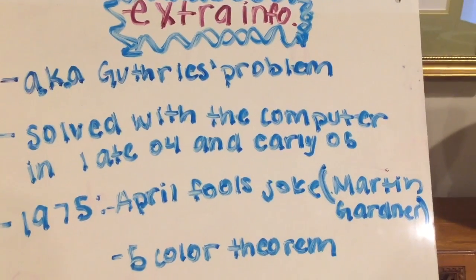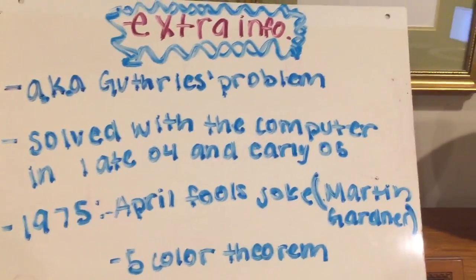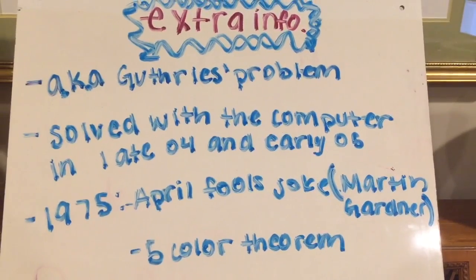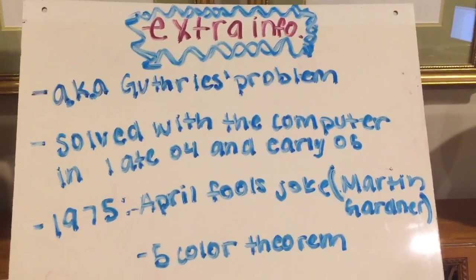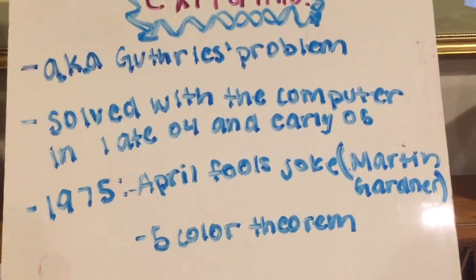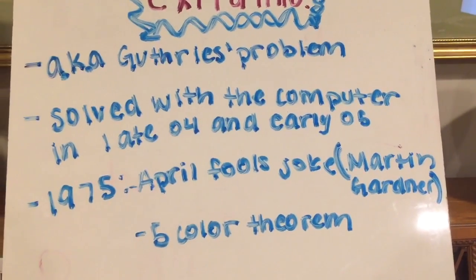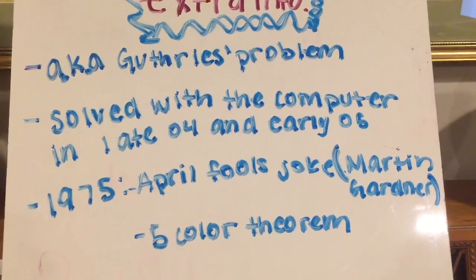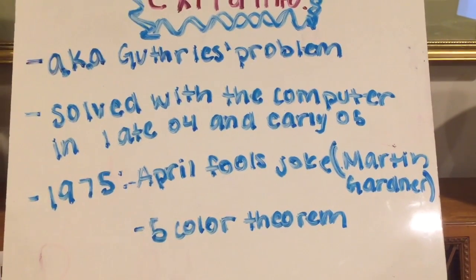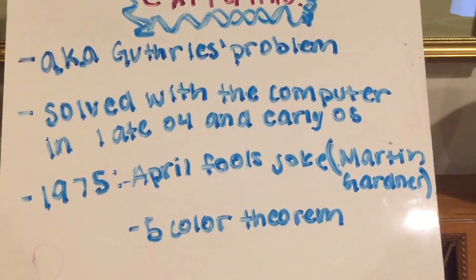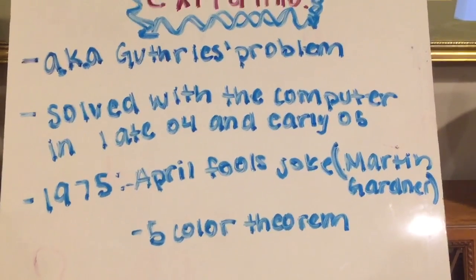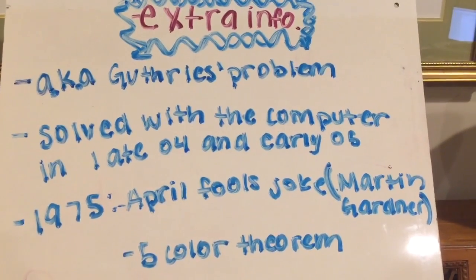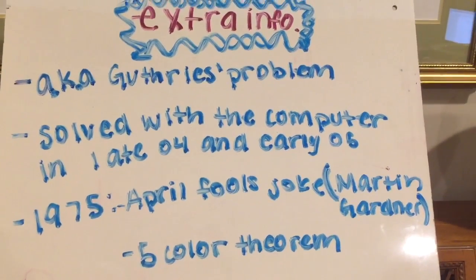Some extra information about the four-color theorem is that it was also known as Guthrie's problem, since Guthrie was the first person to come up with the idea of the four-color theorem. It was officially solved with the computer in the late 70s. Also, in 1975, an April Fool's joke was played by Martin Gardner. He said that the five-color theorem replaced the four-color theorem, so that there was no need for the four-color theorem.